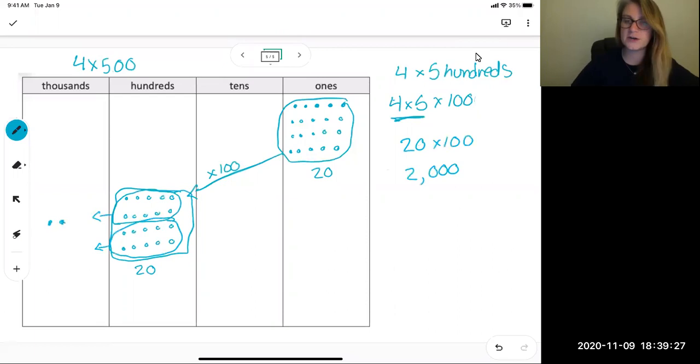Okay, check out your zeros and see if you see a pattern within your zeros. Okay, take some time, do your Google Slides, try out this strategy and see what you come up with.